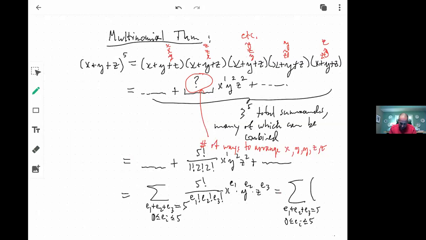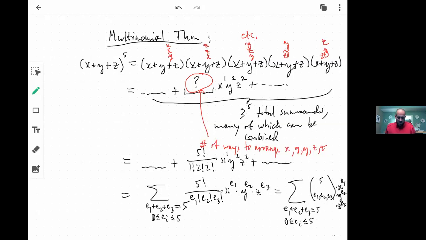And the notation is this. You just go 5. It's kind of like a choose, except there's more than 2, right? There's more than just 2 things in the denominator with the factorial. So what we do is we put 5, e1, comma, e2, comma, e3. And then I'm running out of space here, but this is going to be times x to the e1 times y to the e2 times z to the e3.